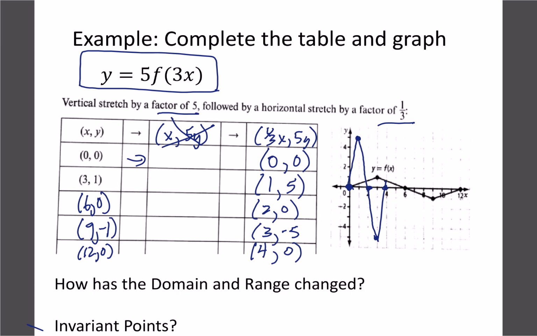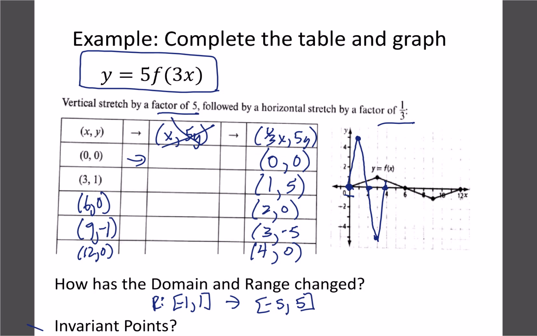Again, if we compare each part of it, does it look like a vertical stretch of 5? Yeah, our original range went from -1 to 1. I'll do that first. The range went from -1 to 1, and it's now changed from -5 to 5. We did a 5 times vertical stretch.